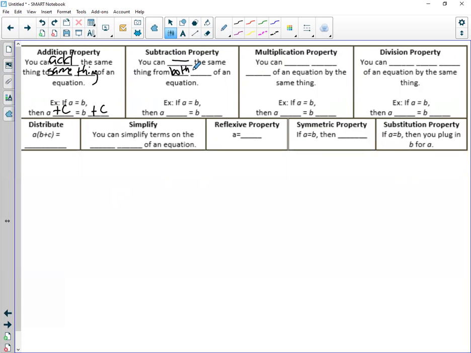The subtraction property is you can subtract the same thing from both sides of an equation. Oops, that shouldn't be the same thing. That's bad wording right there. So this is each side. I just wrote the wrong thing. You can add the same thing to each side of an equation. And then in this one, you can subtract the same thing from each side of an equation. So that would be like a minus c and b minus c.